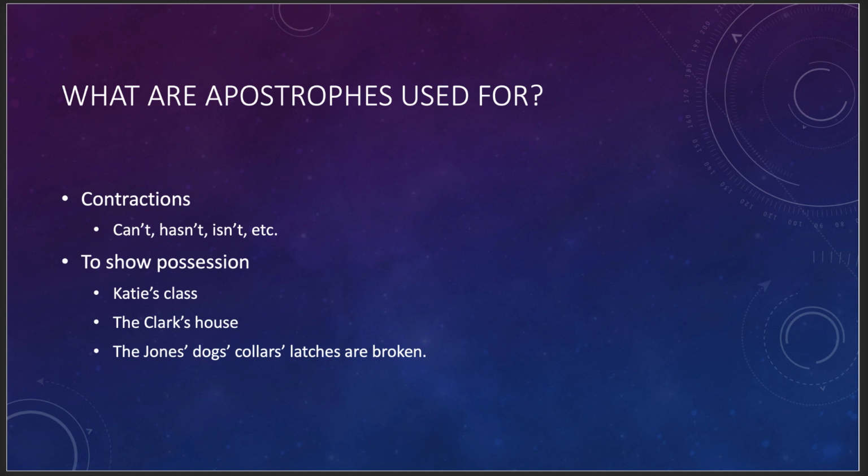So apostrophes are used for contractions, so those are can't, hasn't, isn't, etc. And then to show possession. Katie's class, the Clark's house, the Joneses' dog's collars, latches are broken. Yes, that is really how you use apostrophes in that case, although that's a bit ridiculous.